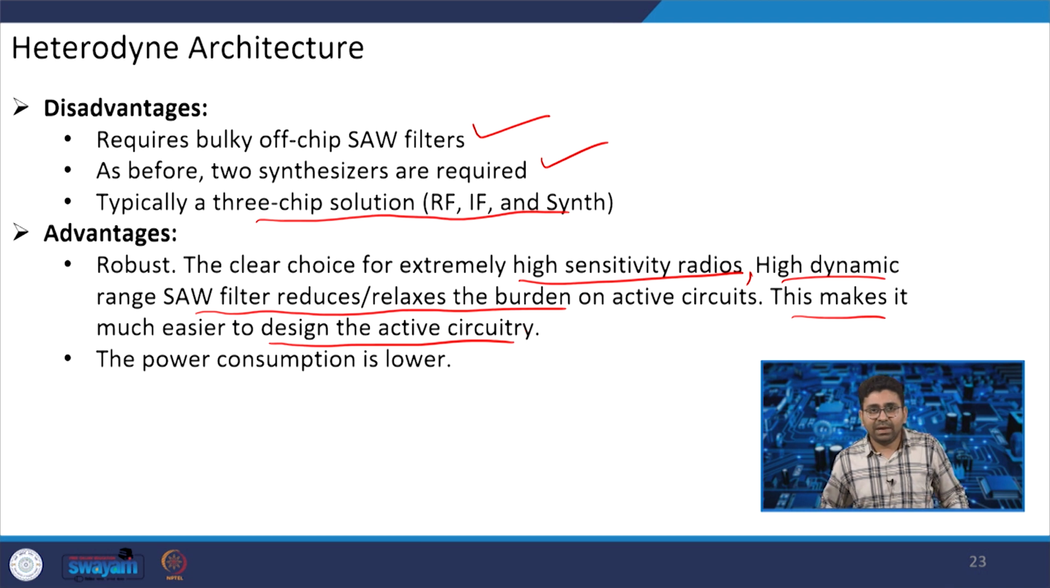If we try to reduce the SAW filters, then we can reduce the number of chips in this heterodyne architecture, and we can have lower power consumption because we have many passive components like SAW filters. If we consider the number of off chip passive components, the power consumption is low, but it is not sufficiently low compared to other receiver architectures like the direct conversion receiver.